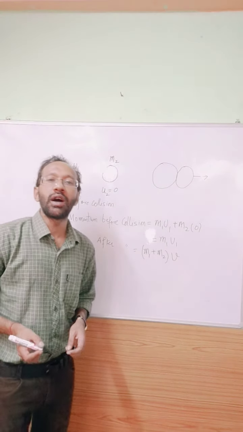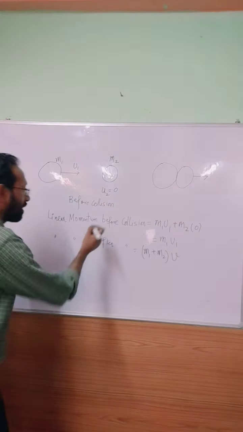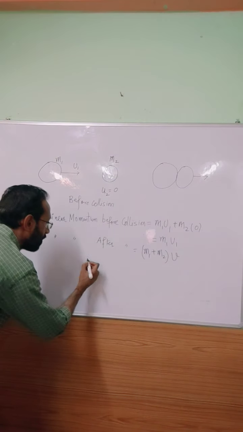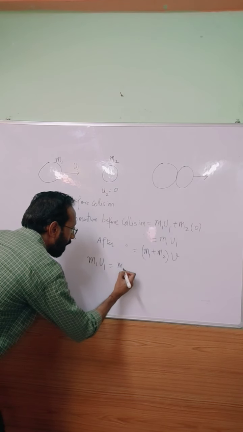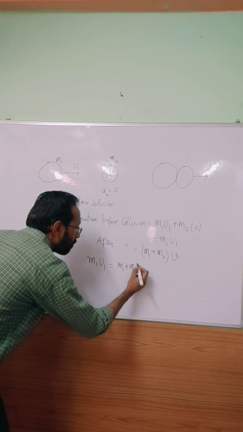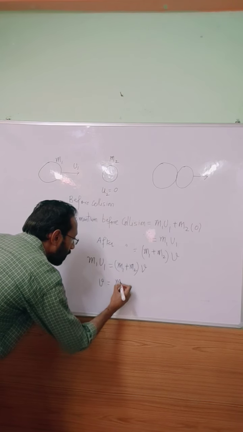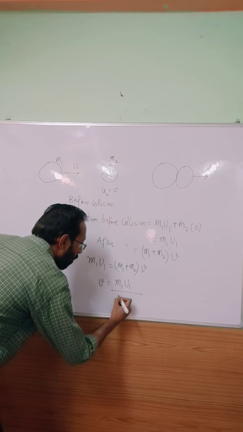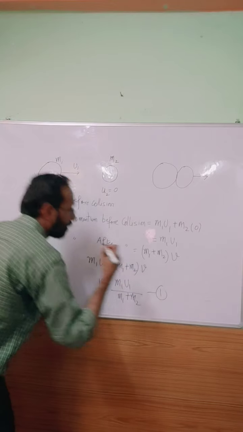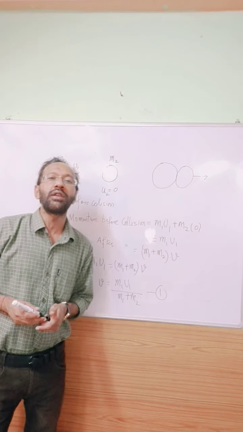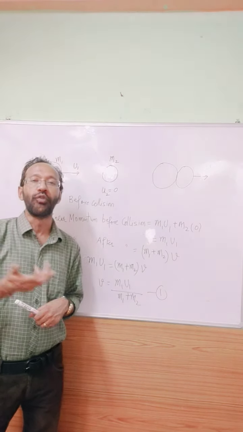During the inelastic collision, linear momentum is conserved, which means initial momentum is equal to final momentum. So we have m1 u1 is equal to (m1 plus m2) into v, and v is equal to m1 u1 upon (m1 plus m2). This is equation number 1. This equation 1 gives the common velocity with which the two objects are moving.